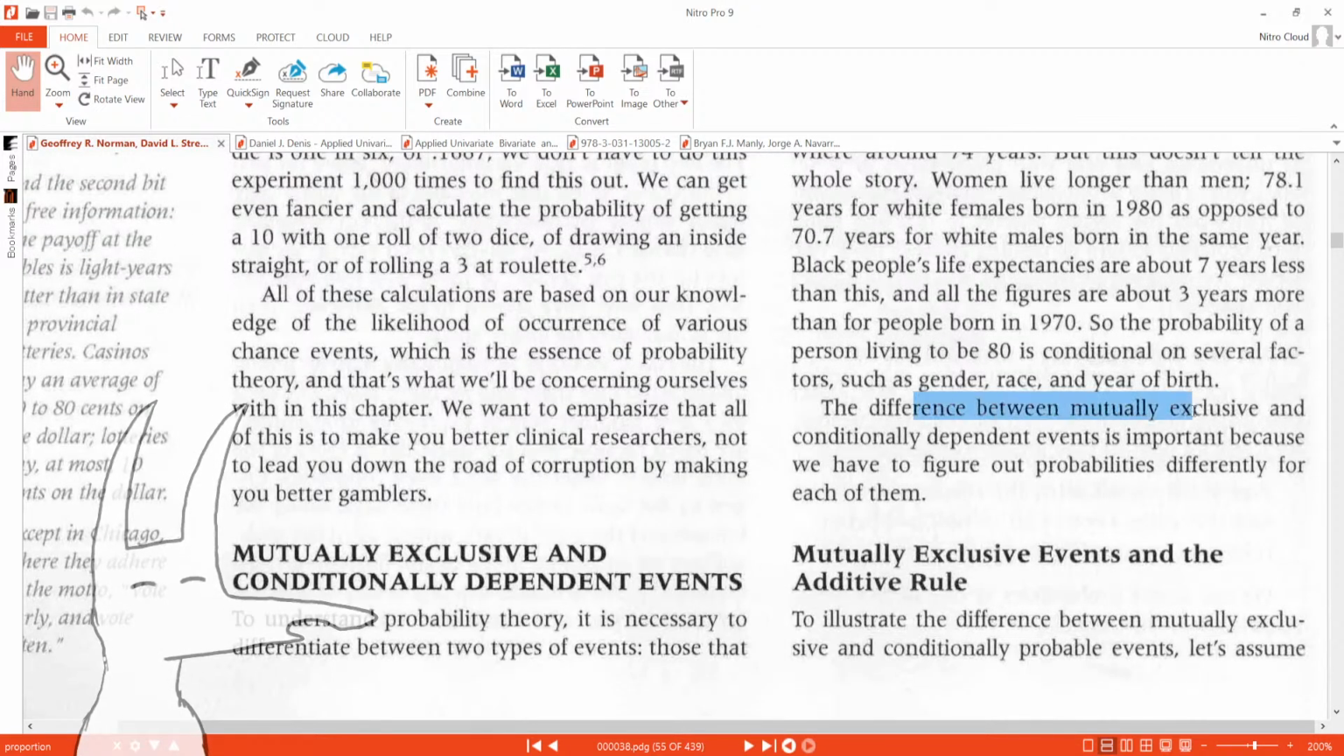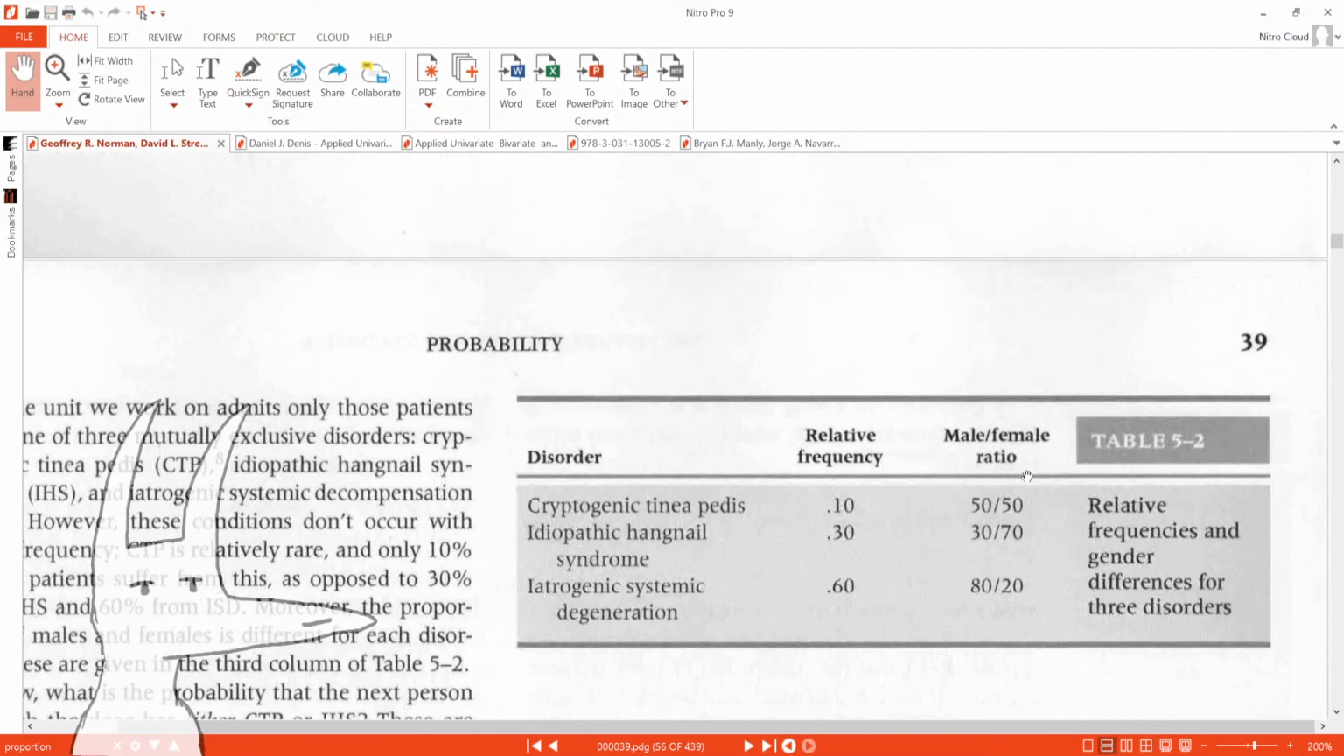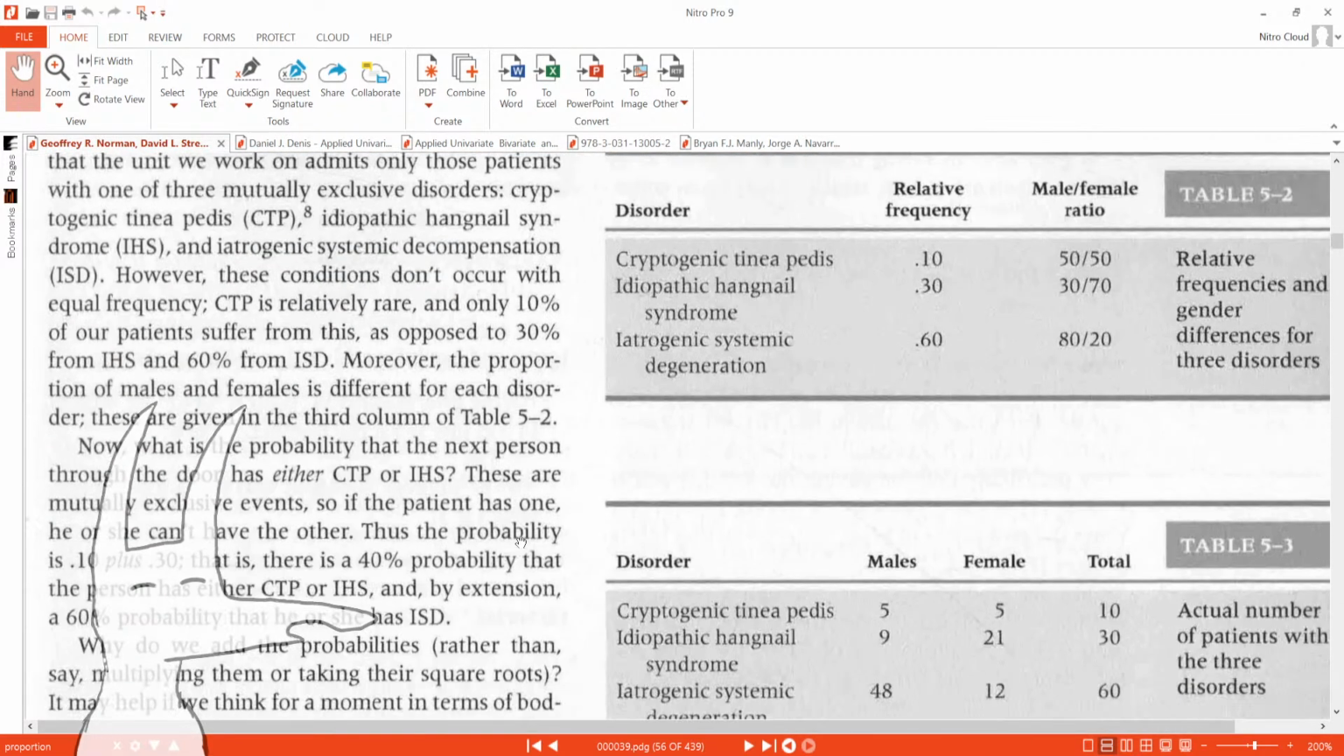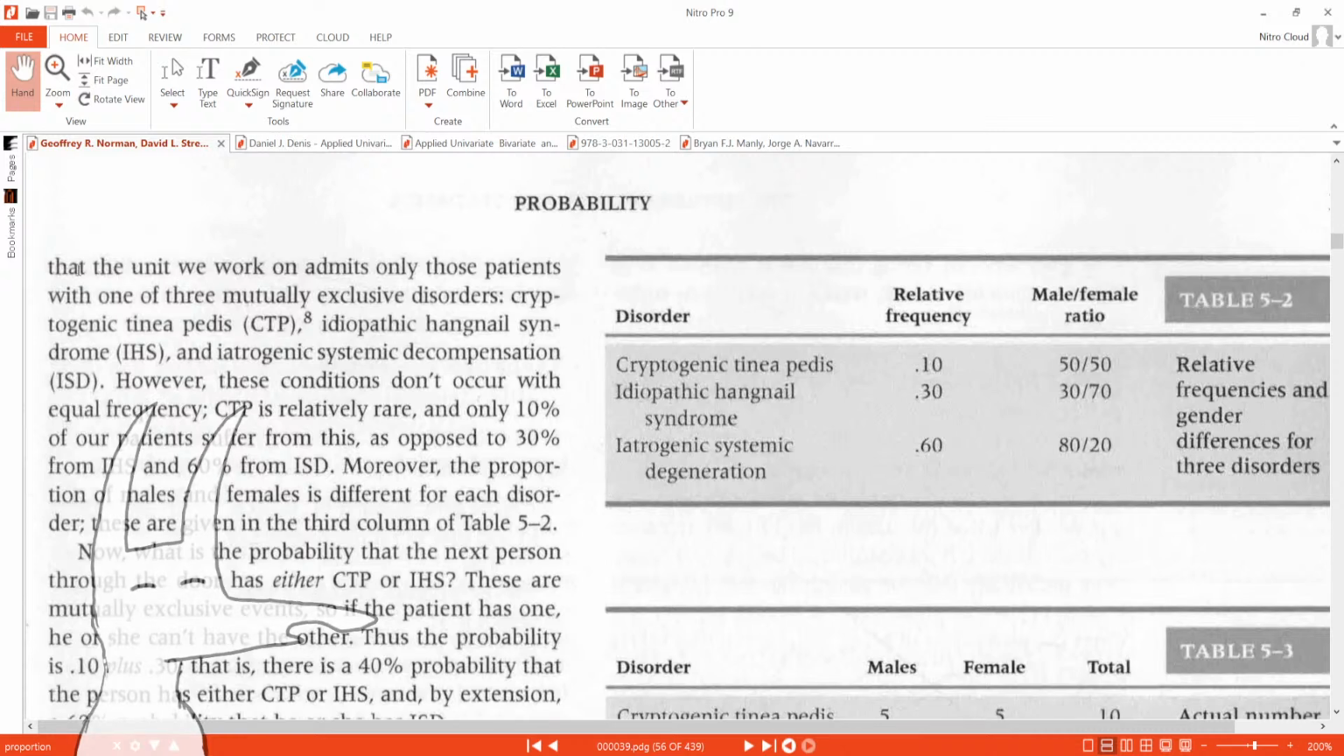The difference between mutually exclusive and conditionally dependent events is important because we have to figure out probabilities differently for each of them. Mutually exclusive events and the additive rule. To illustrate the difference between mutually exclusive and conditionally probable events, let's assume that the unit we work on admits only those patients with one of 3 mutually exclusive disorders: CTP, IHS, and ISD. So mutually exclusive, if you have one of them, you definitely can't have the other.